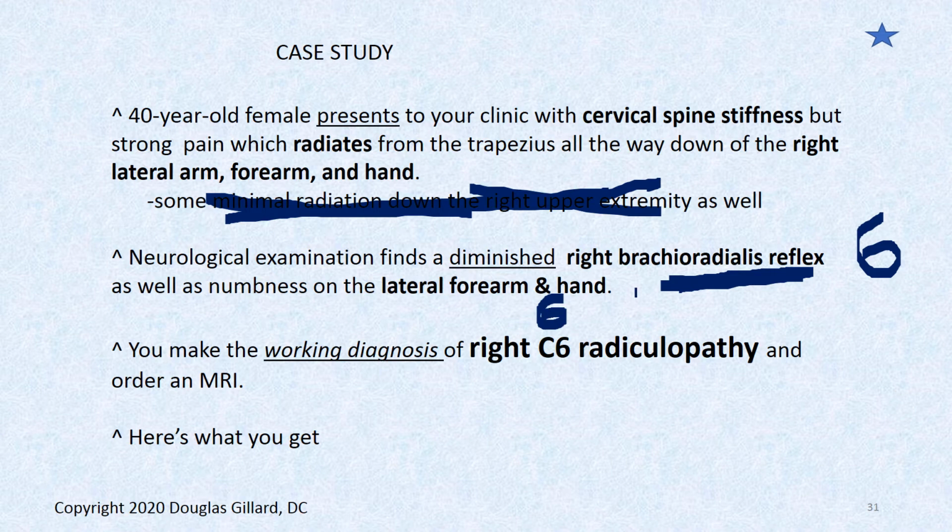So, therefore, you've done a neurological examination. It's positive, so you can use the word radiculopathy. A working diagnosis means you have to confirm it by MRI, but it's like a temporary diagnosis. It's a C6 radiculopathy.